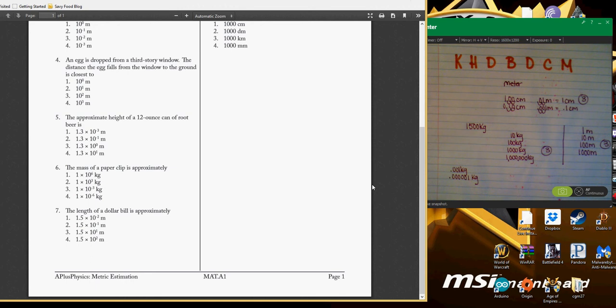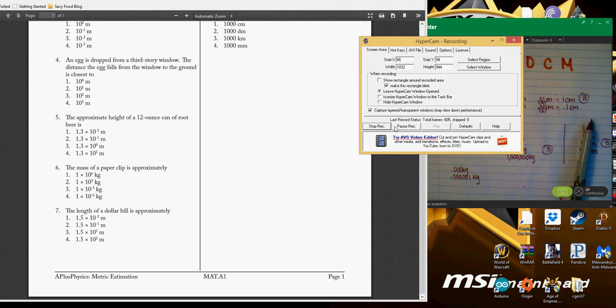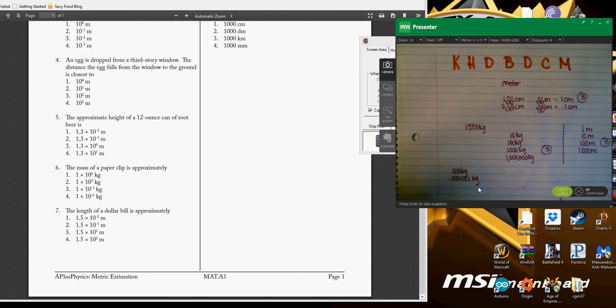Based off of that information and knowing that the size of our car is 1,500 kilograms, one is obviously extremely smaller than the other. So, I'm going to lean towards the 0.001 kilograms just because the other size seems way too small compared to it.